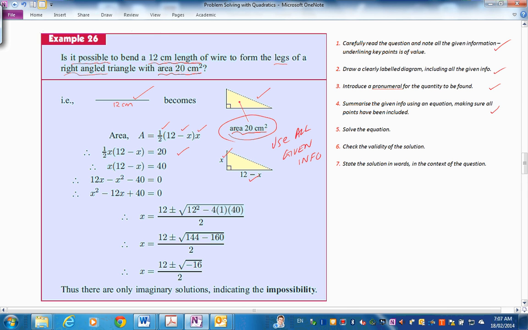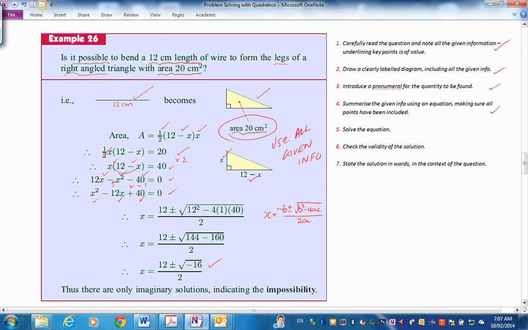So if we now solve this equation, multiply both sides by 2, remove that half, it becomes x times 12 take x is 40. Then expanding this, 12x take x squared, and move the 40 across, take 40 equals 0. Because most people don't like negative x squared, let's multiply through by negative 1, that becomes x squared take 12x plus 40 equals 0. And then using the formula for the roots of a quadratic. Remember this? Very powerful little tool, this one. It can always solve any quadratic equation for you.